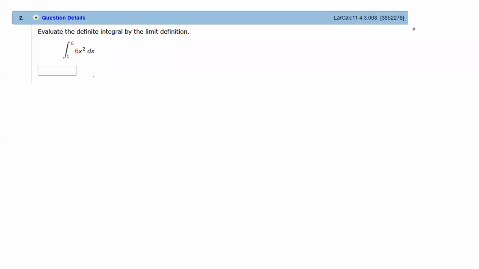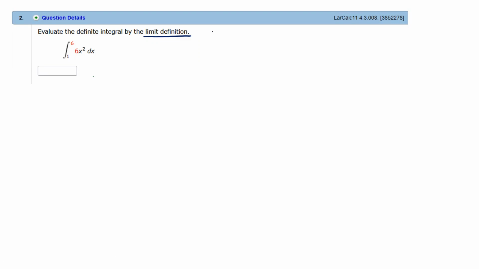Hi, so we are looking at the section 4.3b homework, and we're specifically looking at problem number 2. This one is asking us to evaluate the definite integral by the limit definition. You may already know how to evaluate a definite integral without using the limit definition, but here we're specifically asked in the directions to use the limit definition. So that's the route we're going to go. And you want to be mindful of that when you're on an exam, that you are using the limit definition when it calls for it.